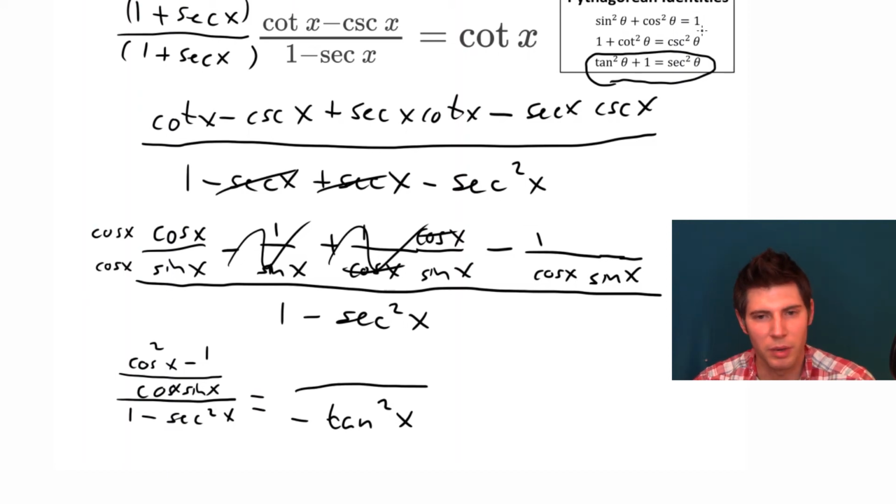And then cosine squared minus 1. If we bring the negative 1 over, negative sine, this would be negative sine squared.